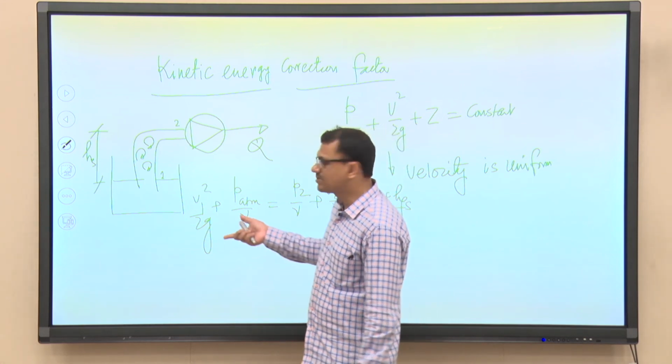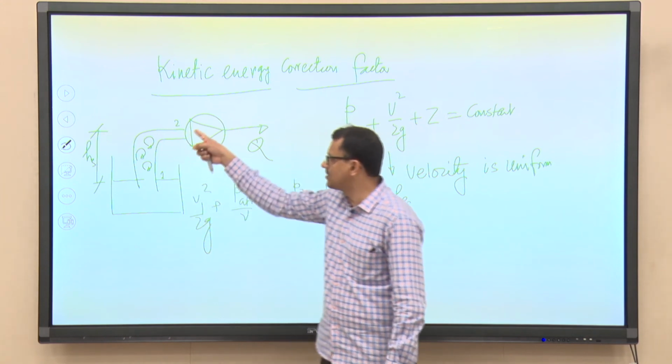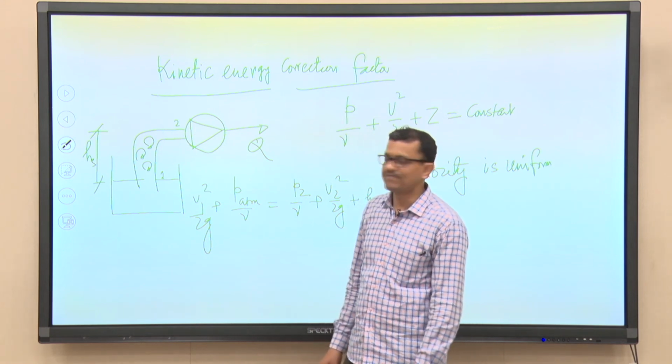So, sometimes what is done, because the cross sectional area of this particular tank is much higher than the pipeline, that is the cross sectional area of the pipe at point 2.